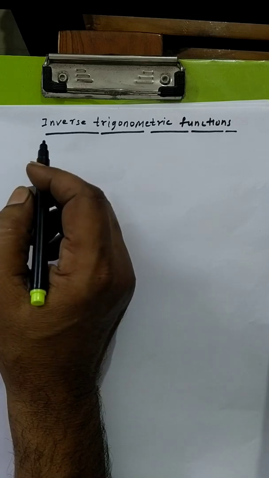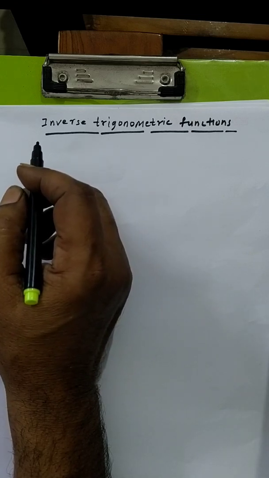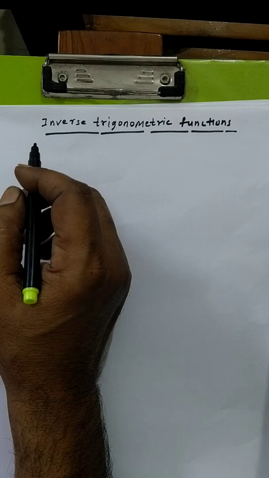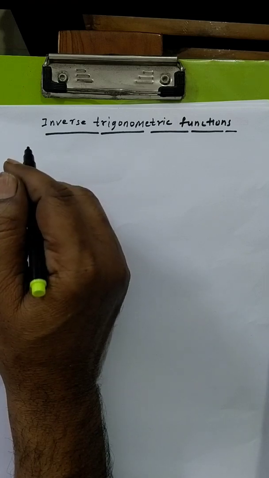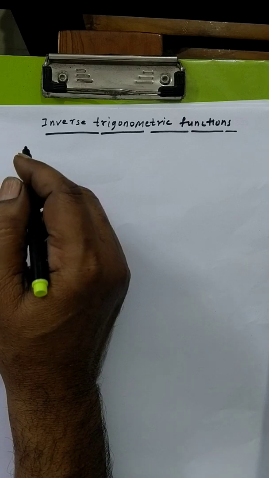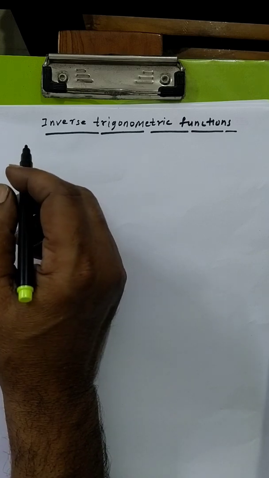As in the case of inverse trigonometric functions, by trigonometric substitution you have to convert into the simplest form. Once you convert into the simplest form, then you have to go for differentiation. So we'll start with sums.